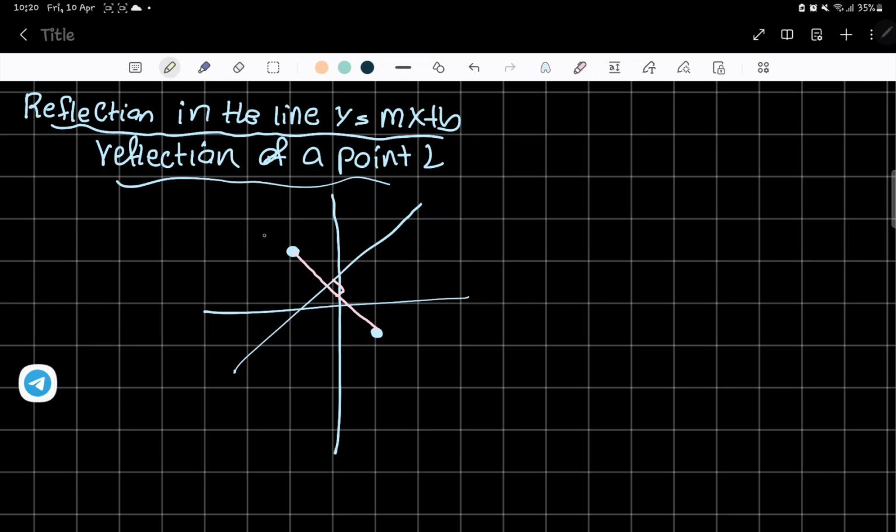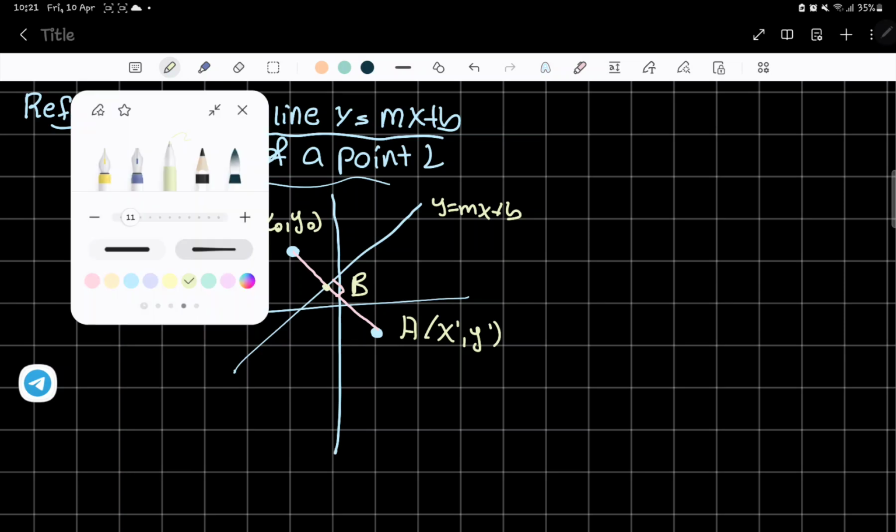So this is what it looks like. This is the point that is being reflected, and we're going to name it x, y, or for easier recognition, x naught, y naught, or you could just think of it as x original, y original. This is the point that has been reflected, x prime, y prime. Here is the line of reflection, y equals mx plus b, and this is b. This particular point where they intersect is called mx plus b.